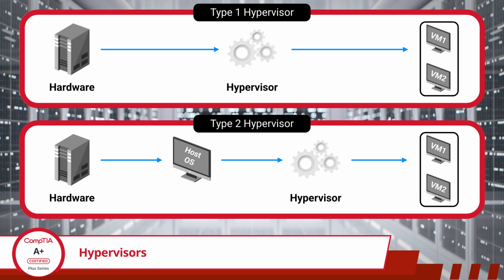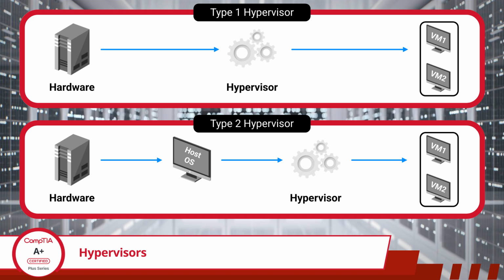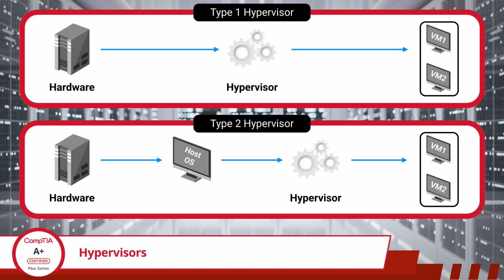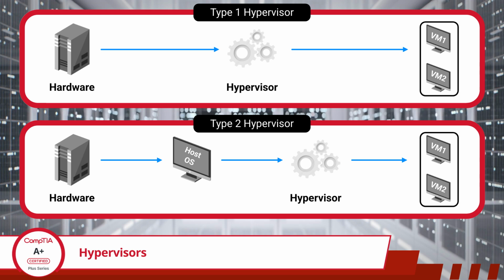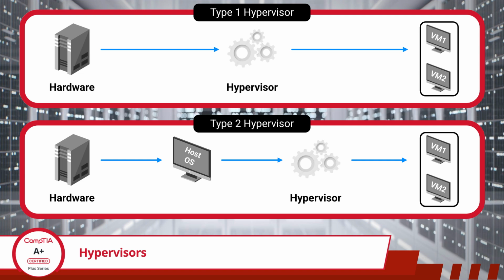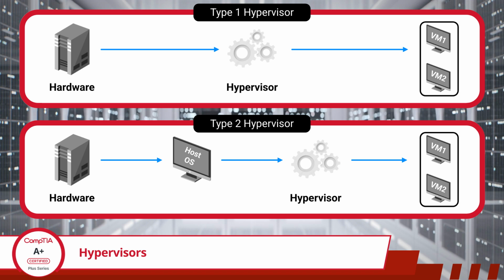Now that we have a solid definition for hypervisor in place, we will move on to learning about the two main types, which are the Type 1 hypervisor and the Type 2 hypervisor. Type 1 hypervisors, also known as bare metal hypervisors, operate directly on the host hardware without requiring an underlying operating system. They have direct access to physical resources, offering high performance and efficiency, which makes them suitable for enterprise environments and data centers where virtualizing servers is common practice.